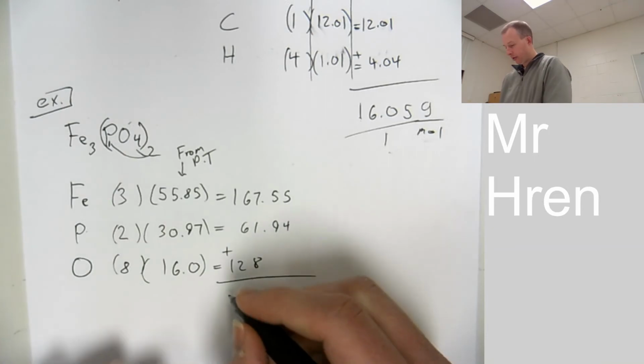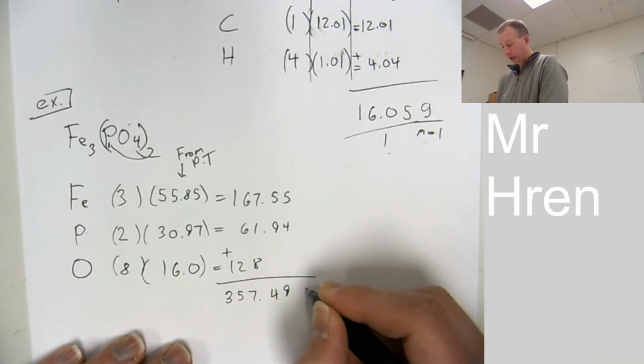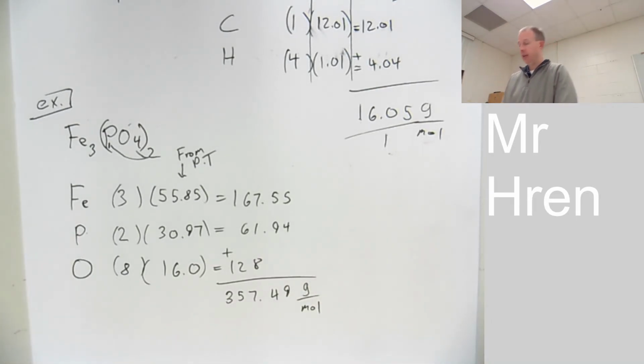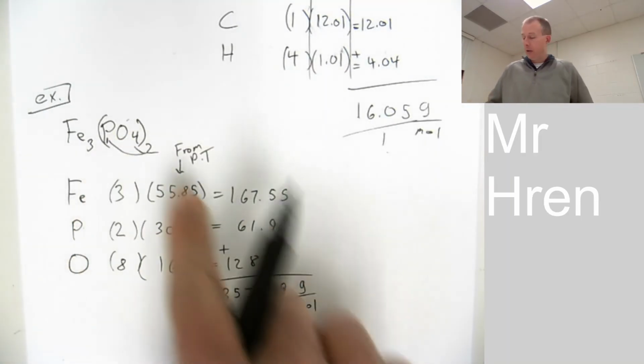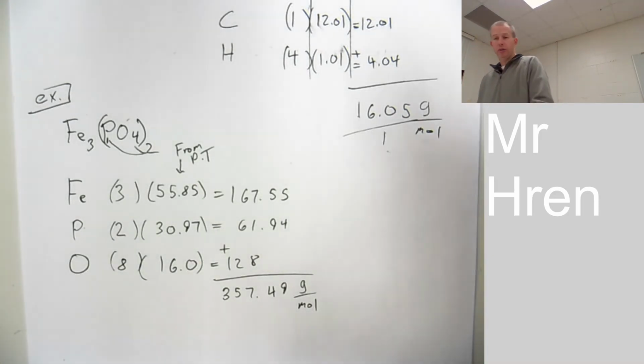So that's a grand total of 357.49. And again, we'll write grams per mole. That's the proper term. Again, implying that for every 1 mole of this formula, you have 357.49 grams of it. That's it.